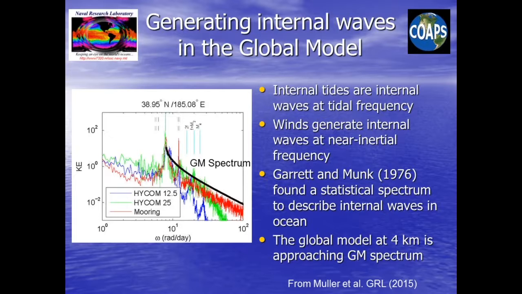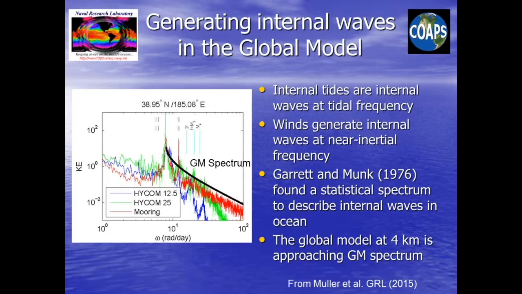So the black line is this Garrett-Munk spectrum. The red line is observations from a mooring. This is just a current meter that's been out there for a long time, and we just did the spectrum of that. And the green and blue lines are two of our simulations from the global model with the tides. The blue is the 8-kilometer model, the current forecast system that we have. And the green model is the 4-kilometer one, the much higher resolution model. I think you can see that with this increasing resolution, you're seeing more and more internal wave energy appearing, and we're beginning to get the model to approach the observations in its character.